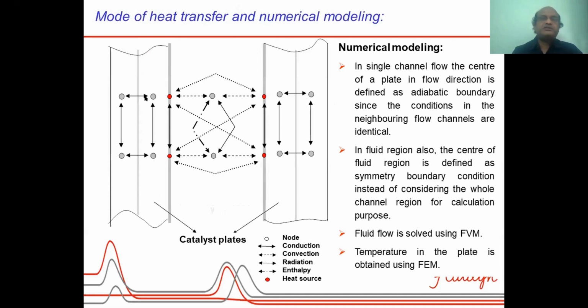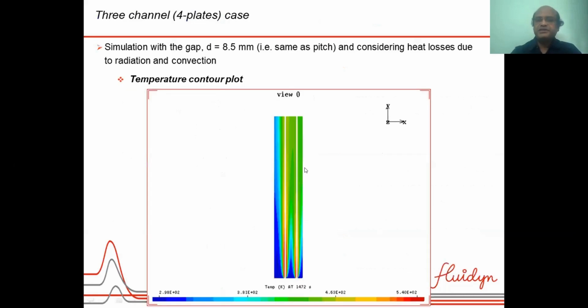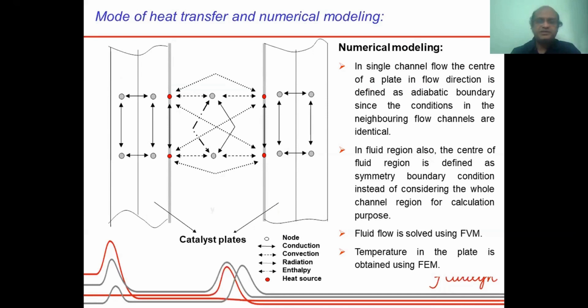So if you look at all the processes, there is a fluid flow through the plates. Here, this picture shows catalyst plates. This is the surface with catalyst on it. So there is flow through the gap between these plates. There is reaction at the surface, and then there is heat conduction inside the plate. There is radiation between the plates, and radiation between the plates and the surrounding structures, and so on.